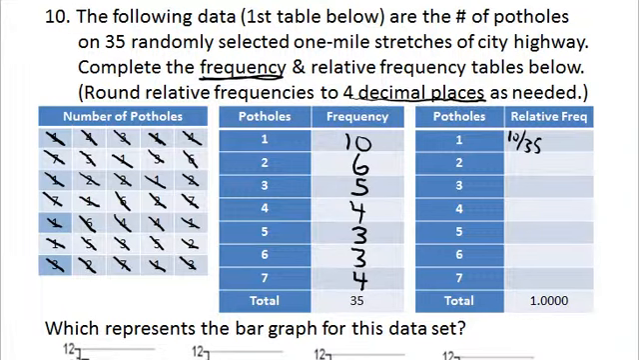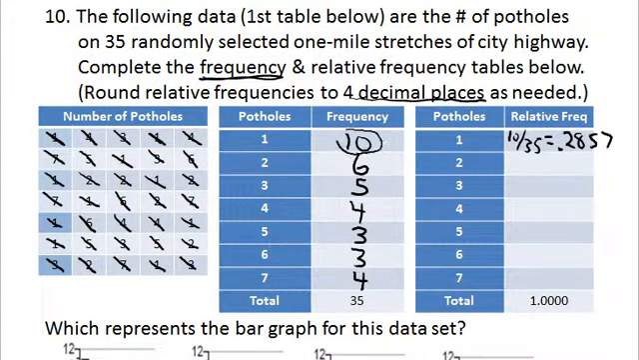You just have to pay attention. Sometimes they let you leave the answer as fractions. Sometimes they tell you to do something different. You just have to do whatever you're asked to do. And if you actually take the calculator and do that, you'll find that it comes out to be 0.2857. And then for 2 potholes, that's 6 over 35.